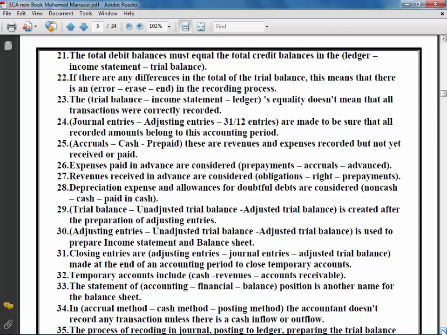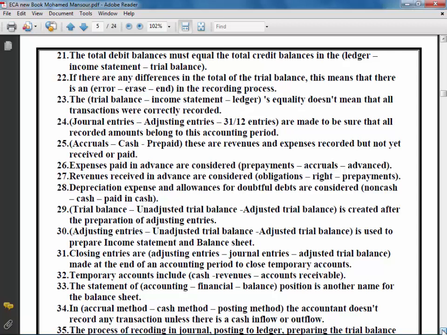Number 31. Closing entries are adjusting entries, journal entries, adjusted trial balance. Of course, closing entries are journal entries. The answer is journal entries made at the end of an accounting period to close temporary accounts. So we make the closing entries, which are journal entries made at the end of the accounting period to close temporary accounts.